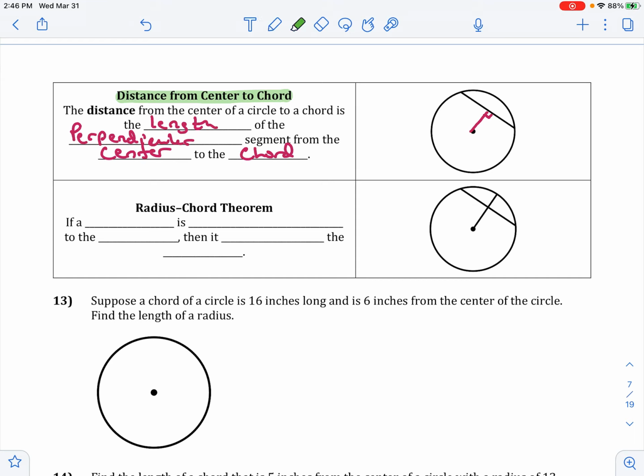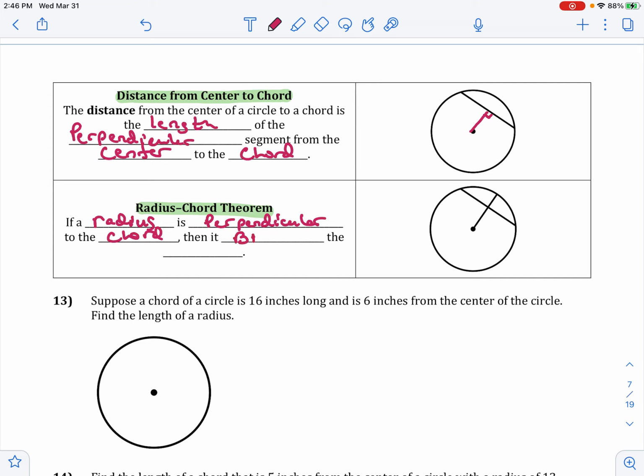Now the next theorem is what we call the radius chord theorem, and this one says that if a radius is perpendicular to the chord, then it also does something else special.